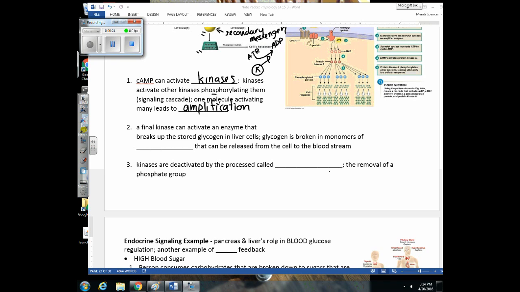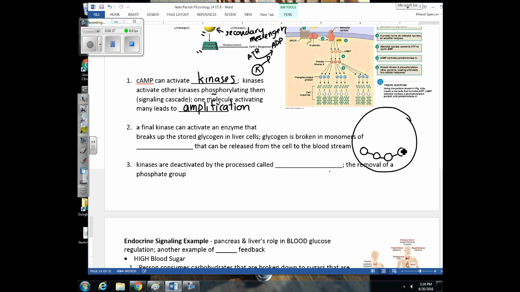The example that we talked about in class when we were talking about G protein-linked receptors is that you have cells that are storing glucose. So glucose is hooked together and it's stored in these cells. So I'm going to put G there for glucose. And the entire molecule is glycogen. We store excess glucose as glycogen.